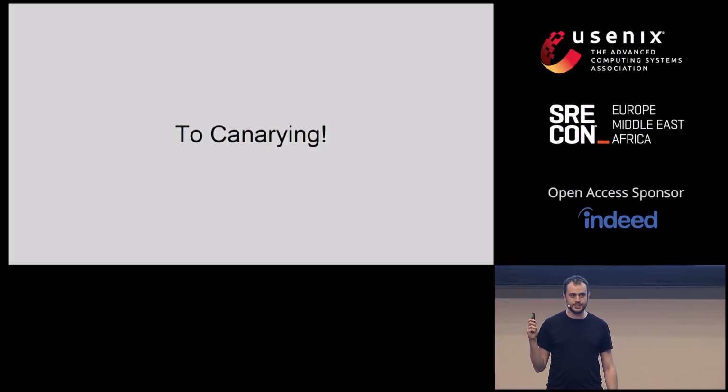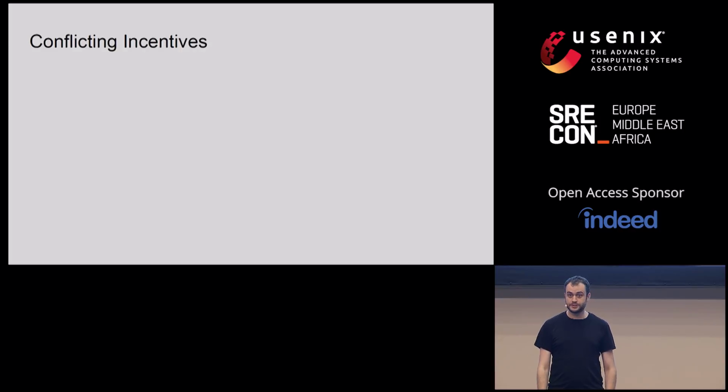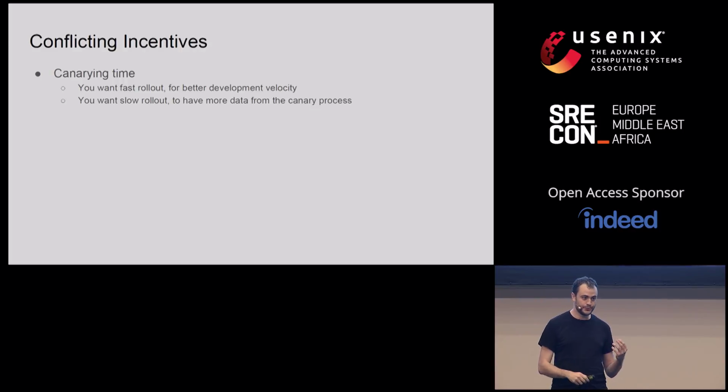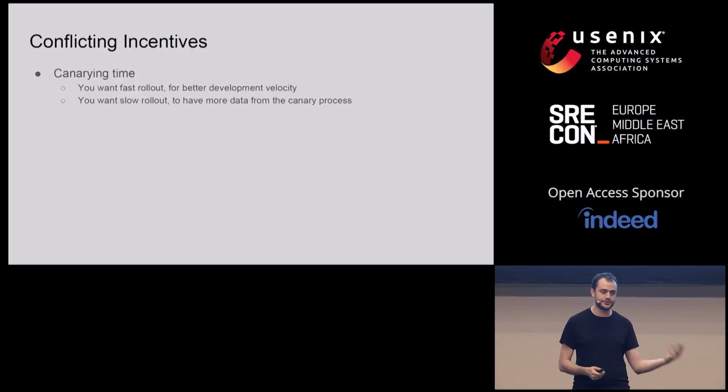Canarying has one big problem. It has conflicting incentives. You want to roll out really fast because you want to have fast development cycles, quickly iterate on your new versions, make sure that you learn about the failures quickly so you can go and fix it, ideally the same day, ideally the same hour. But you also want a slow rollout, because you want to have more data to inform your canary process. You want to make sure that your canary process isn't impacted by some temporary random thing that just sometimes happens, the random solar flare.